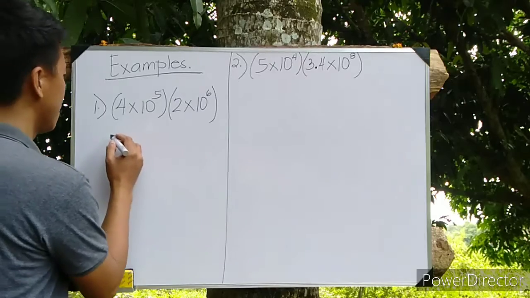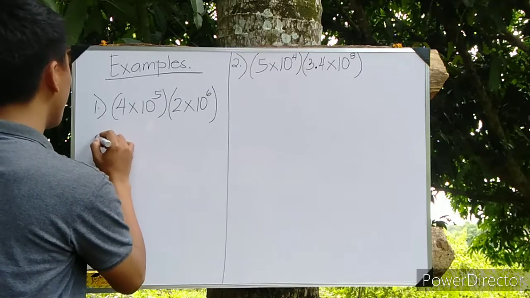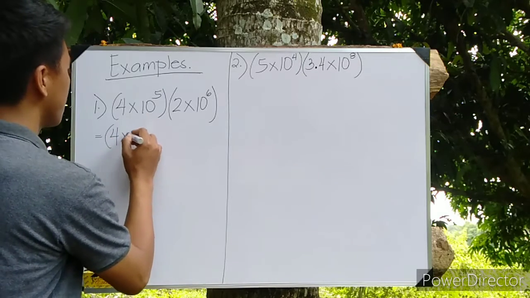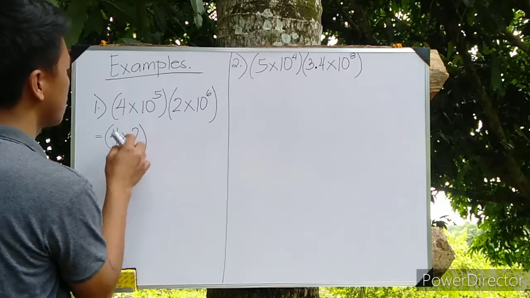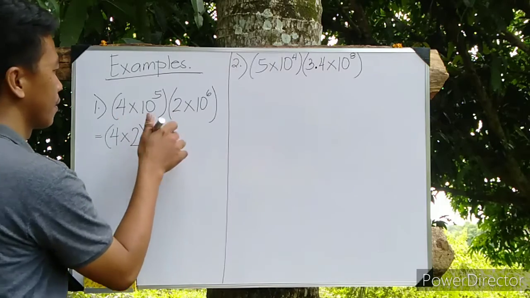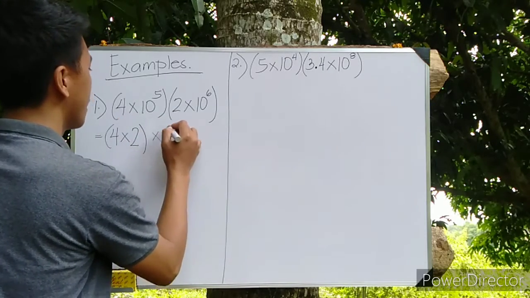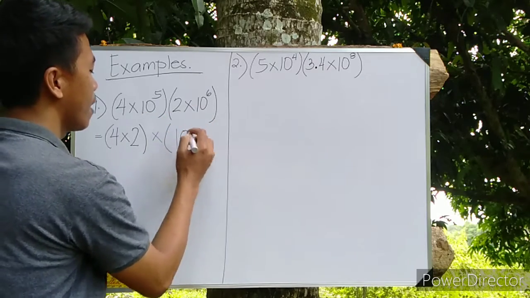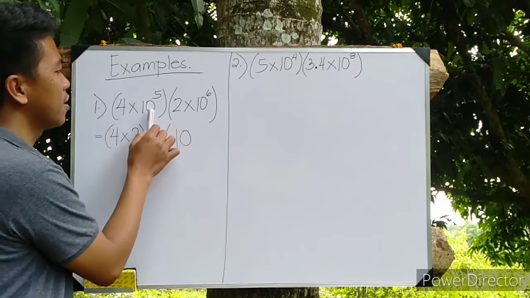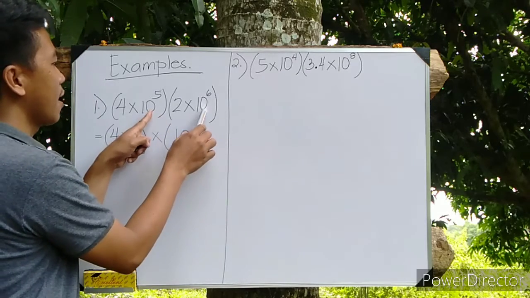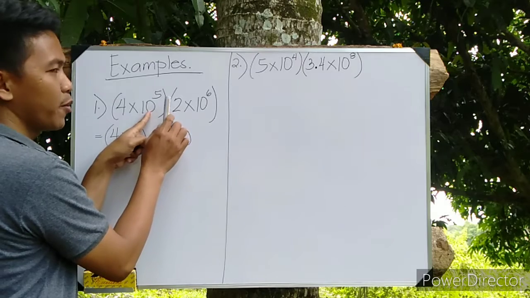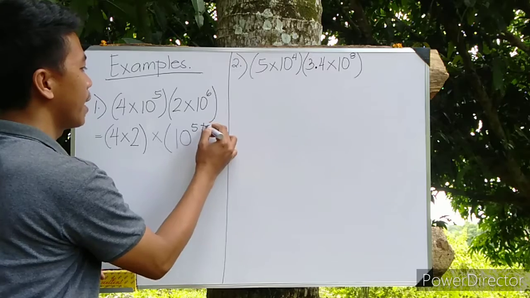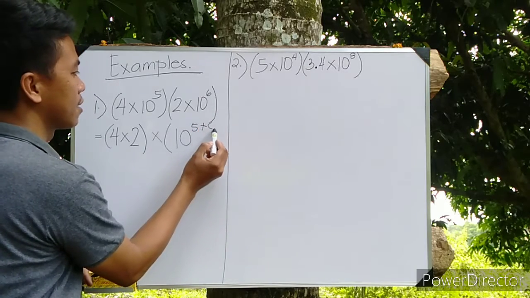So we have to find the values of A. So multiply natin yung 4 times 2. Okay, these are the values of A. Then times the constant 10, we have 10. Then after that, we have to add the exponents of the constant 10. So we have here the exponent of the constant 10 is 5. So write 5 plus 6.